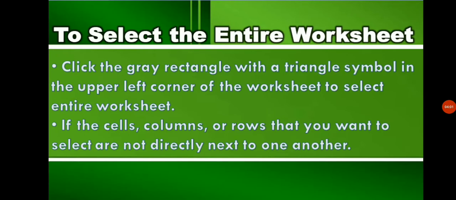Next, how to select the entire worksheet. To select the entire worksheet, click the gray rectangle with the triangle symbol in the upper left corner of the worksheet. If the cells, columns, or rows that you want to select are not directly next to one another, you can select your chosen ranges by pressing and holding down the Control key while selecting the other ranges.